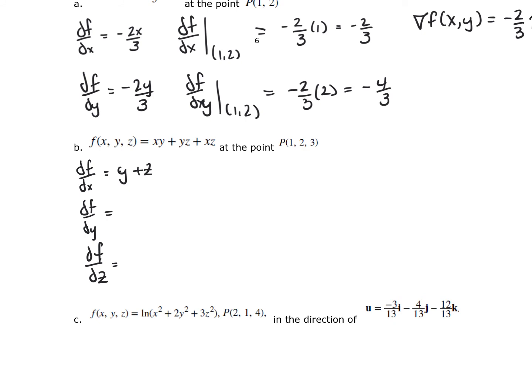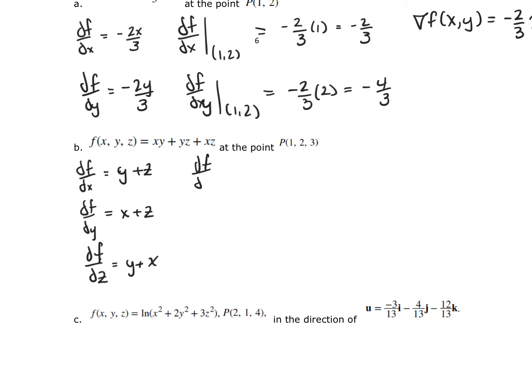My partial with respect to y is going to be x plus z, and then my last term would be considered a constant. And then my partial with respect to z, which is just going to give me y plus x, because my first term would be considered a constant. So now I'm going to evaluate them.